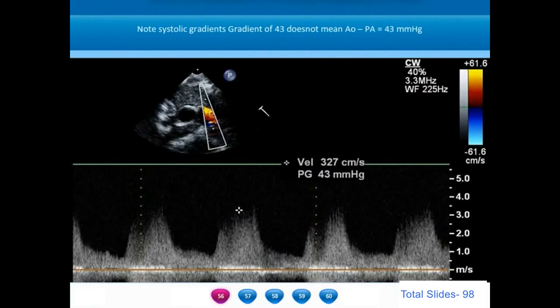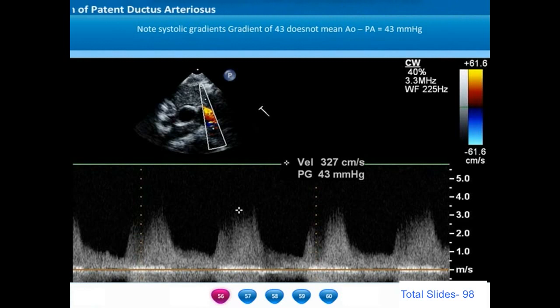When we analyze the Doppler gradients of these large PDAs with torrential blood flow from the aorta into the pulmonary artery, we notice that there is a very high systolic gradient. In this patient, the peak systolic gradient of the continuous wave Doppler signal along the ductus arteriosus is close to 3.3 meters per second. This gives a Doppler derived gradient of around 43 millimeters of mercury.